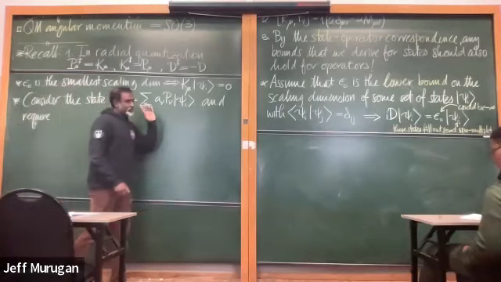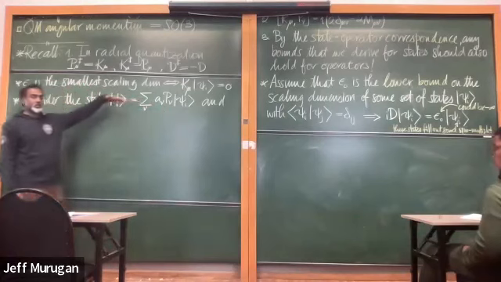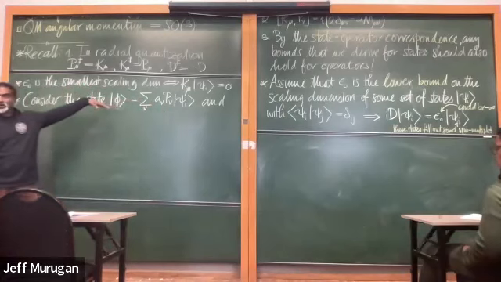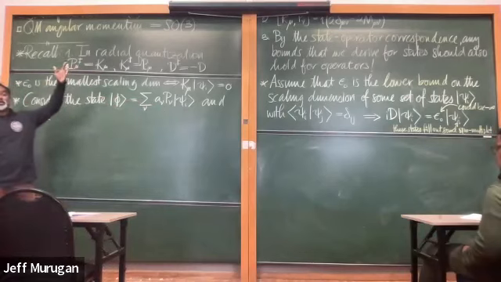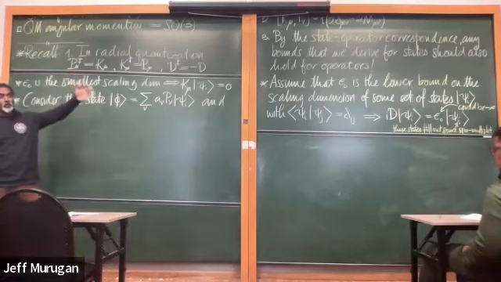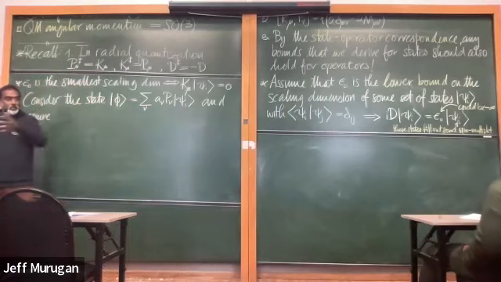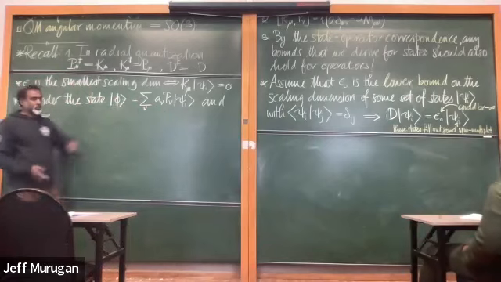Now, if you think about it, these are the states that are going to live in my conformal field theory. All the states in a conformal field theory are going to be of this form, in the same sense that all the states in the Fock space of the harmonic oscillator are of the form of the raising operator acting on the ground state. Those are all the excited states.